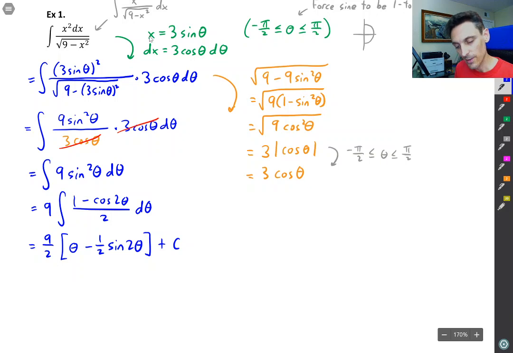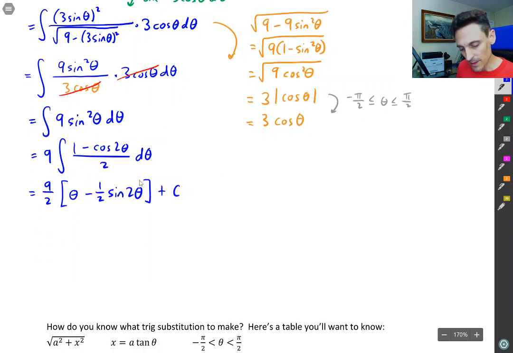If we divide the 3 over, we get sine theta equals x over 3. That's going to allow us to draw a little triangle and get everything we need to know about the angle theta. But the problem is here, we have sine 2 theta. So if we're trying to go backwards from theta into x, it's hard to know what to do here because we're trying to undo an angle at 2 theta instead of just theta.